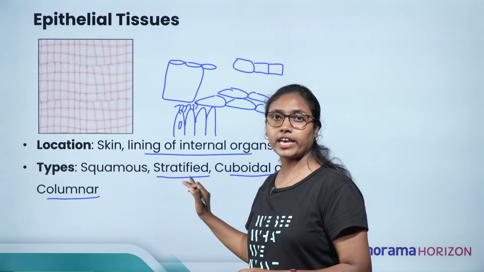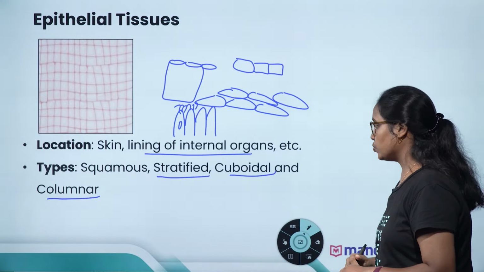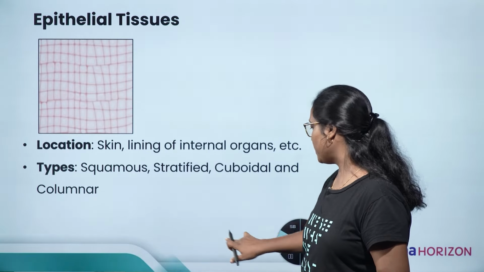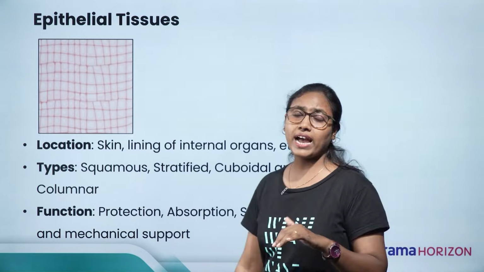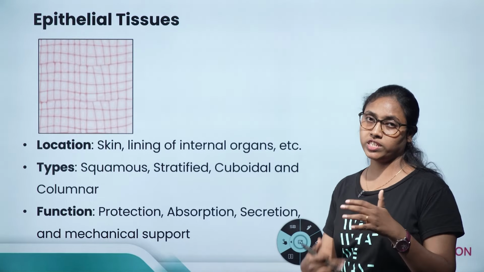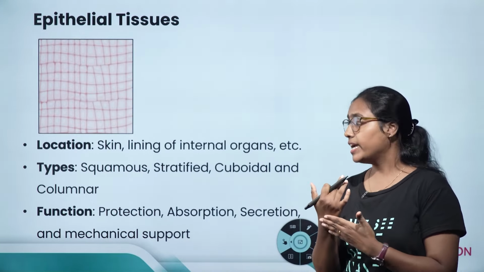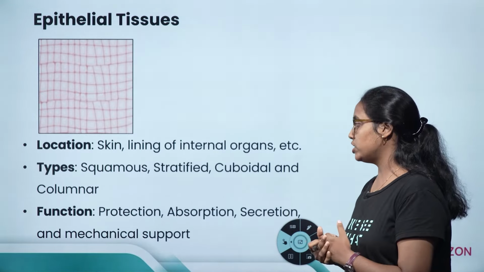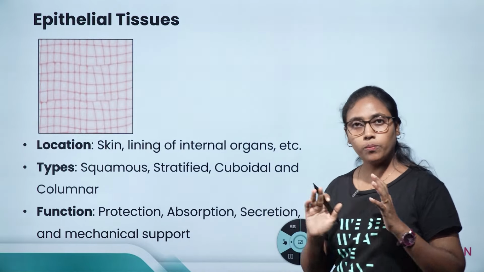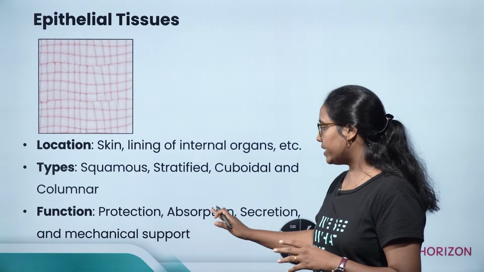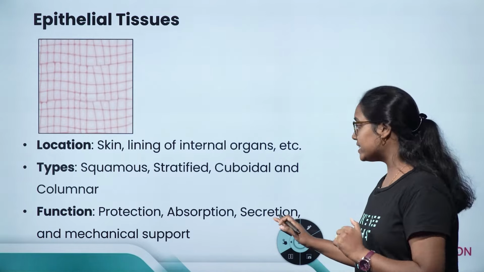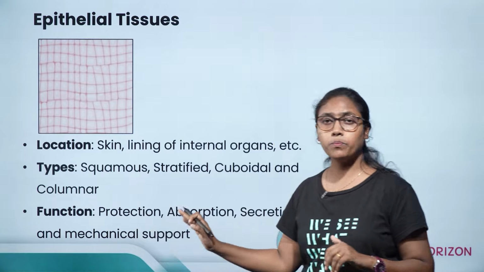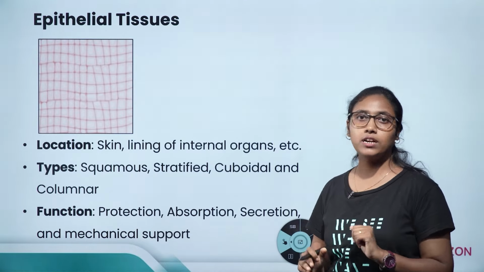So these are the different types of epithelial tissues. Now we have seen the different types of epithelial tissue, we'll see the function. As I told you, the very first function: it is found all over the skin, right? Epithelial tissue is completely covered. The skin is made up of epithelial tissue, so it helps in providing protection. Apart from that, it helps in absorption, secretion and mechanical support. So these are the important functions of epithelial tissues.